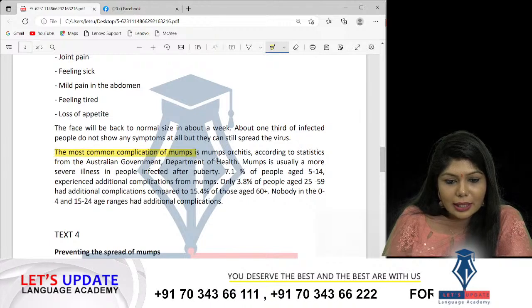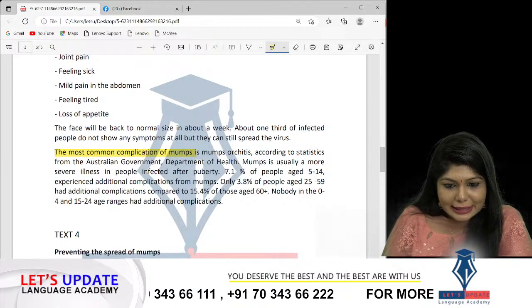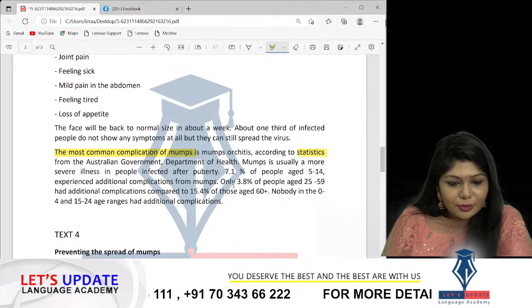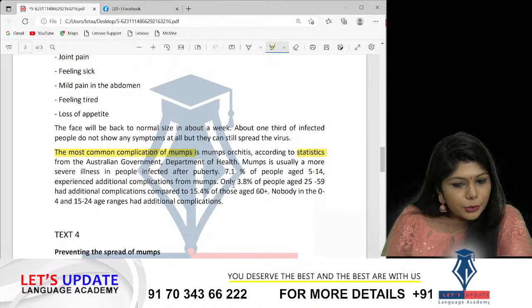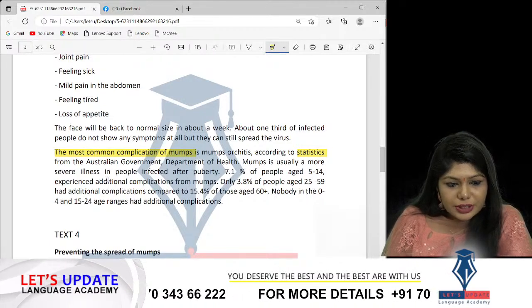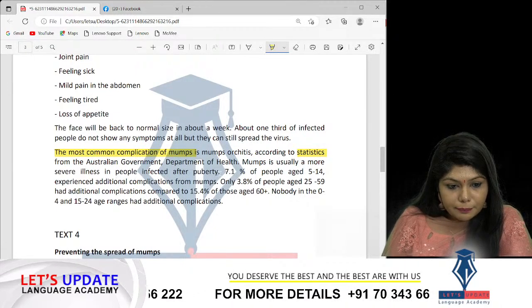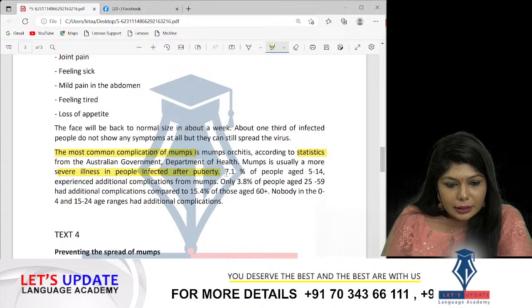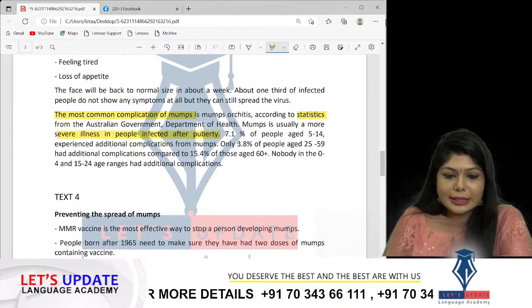And according to statistics, again, they are talking about the statistics here. I'll highlight that information, and they are talking about mumps being usually a more severe illness in people infected after puberty. Severe illness in people after puberty. And then they are talking about the statistics.